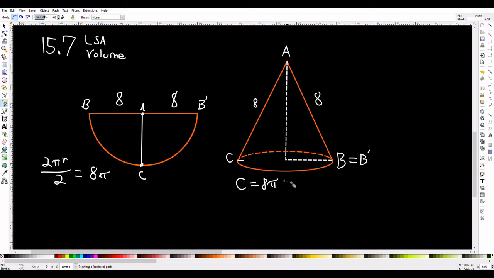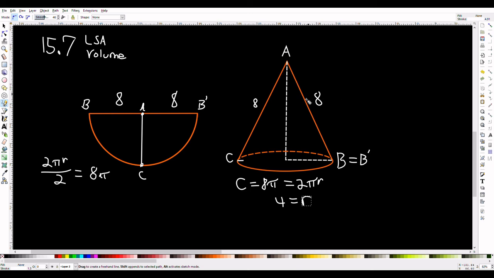Now if the circumference equals 8 pi, then we should be able to find the radius, because that equals 2 pi r. My 2 cancels out. I divide by 2, reducing my 8 to a 4. I divide by pi, getting rid of both my pi's. And I get 4 equals r. And now I have everything I need, I believe.